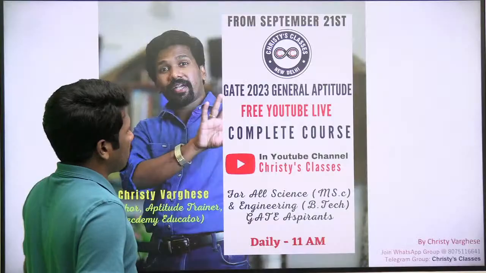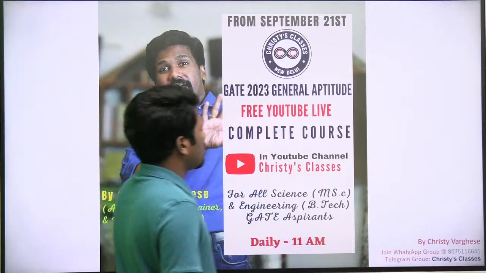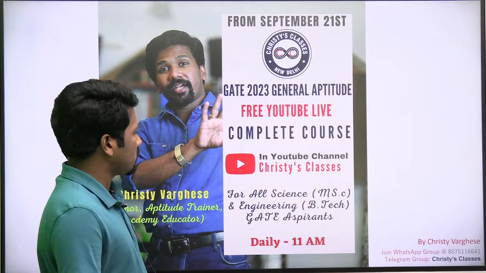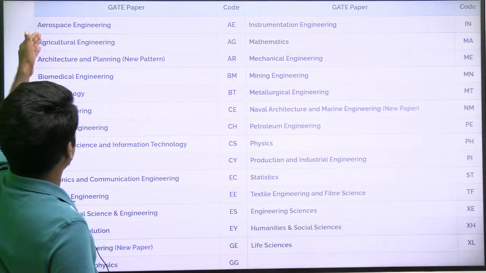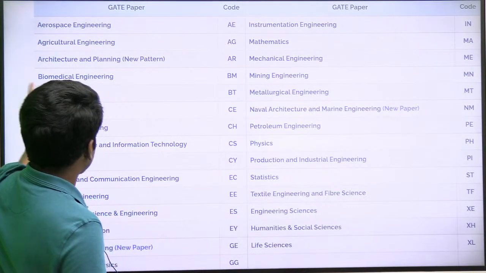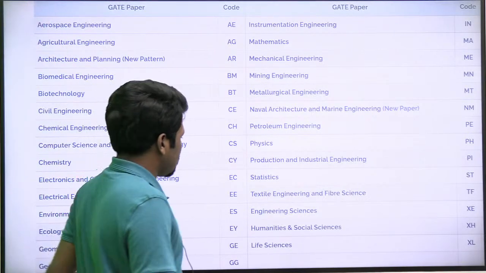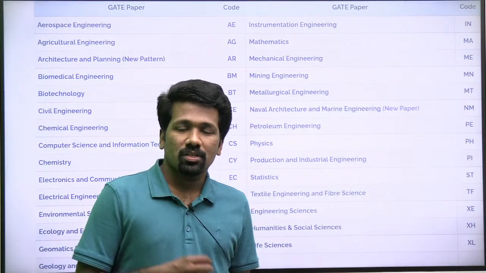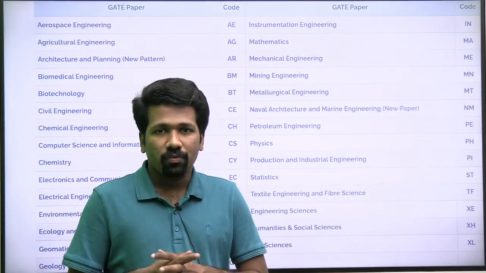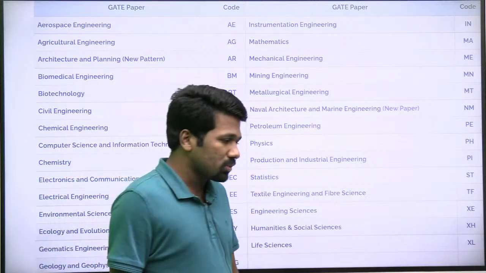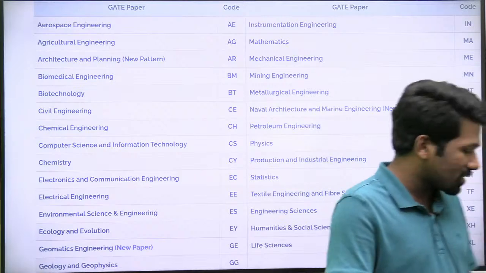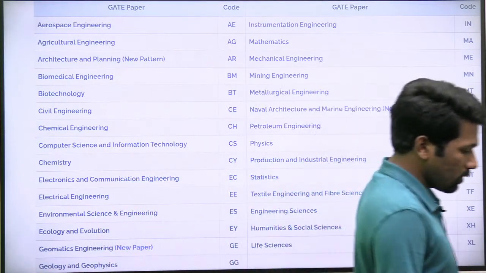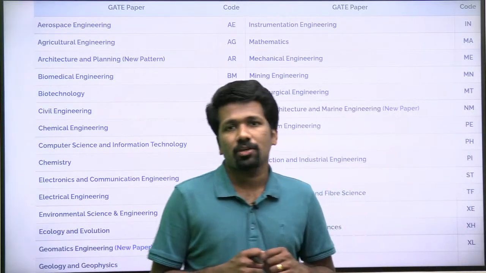It's a complete free course for GATE General Aptitude for the 2023 GATE exam, and it is useful for all streams, all GATE aspirants. All GATE aspirants means aerospace engineering, agricultural engineering, architectural and planning, biomedical engineering, biotechnology, civil engineering, all these 29 streams. This course is equally useful. That means all the engineering streams like electrical, electronics and communication, computer science, IT, and also pure science streams like mathematics, physics, chemistry, statistics, life science, biotechnology. For all those streams, this course is common. So if any of your friends are preparing for any GATE exam, this general aptitude course is useful. And this topic of spatial aptitude is a new topic introduced 2 years back.